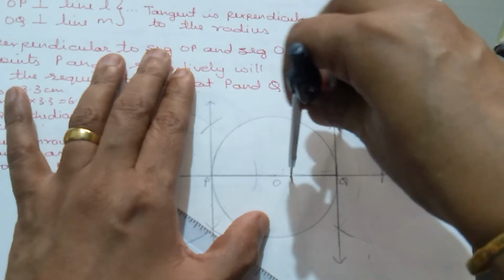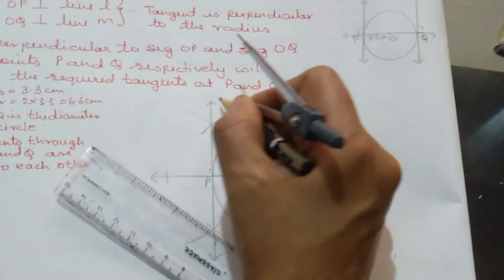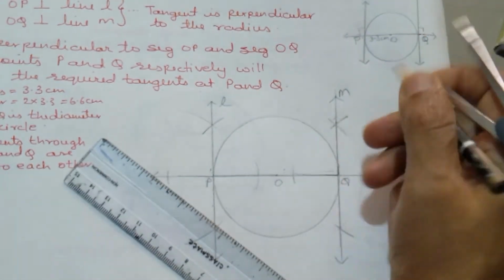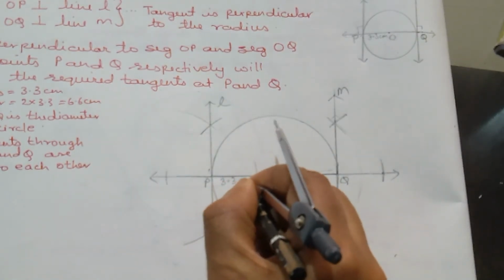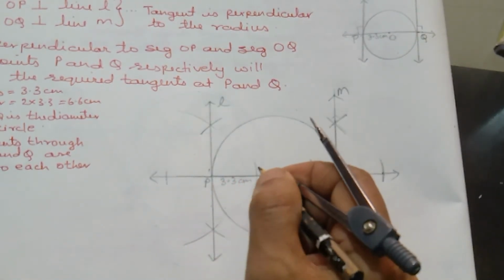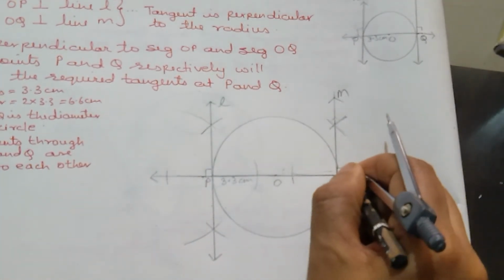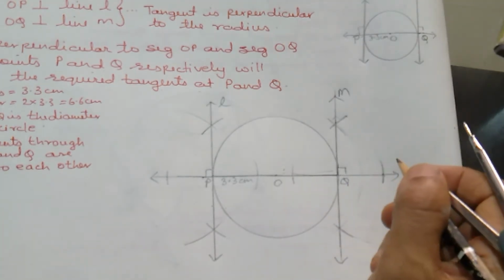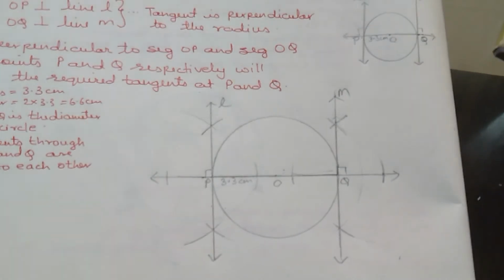So this is the required diagram. This is your line L. This is your line M. 3.3 centimeter is the radius. This is P. This is perpendicular line L, and this is perpendicular from point Q. So this is how we are supposed to draw the diagram.